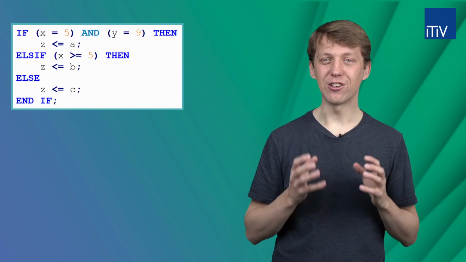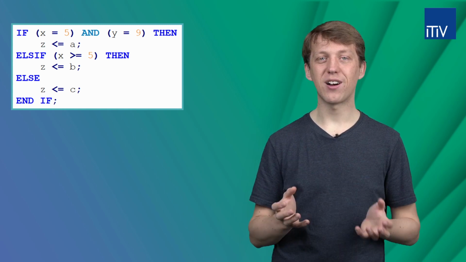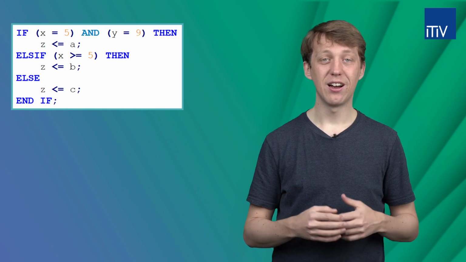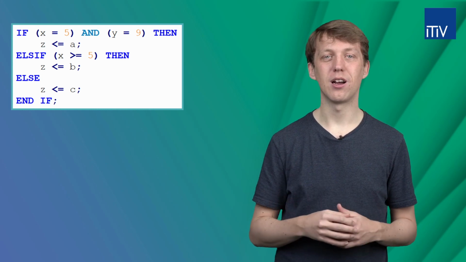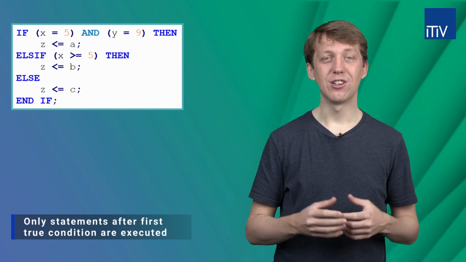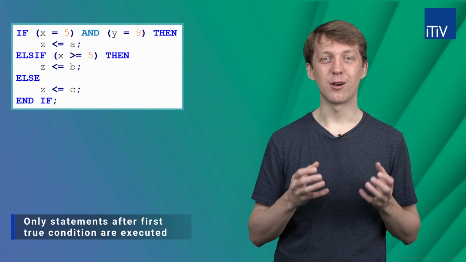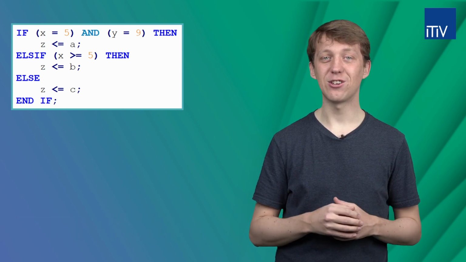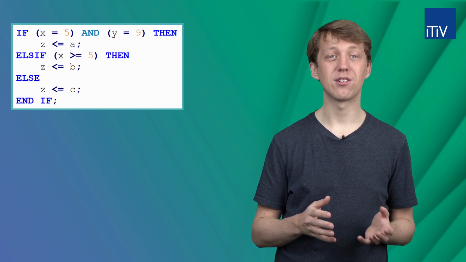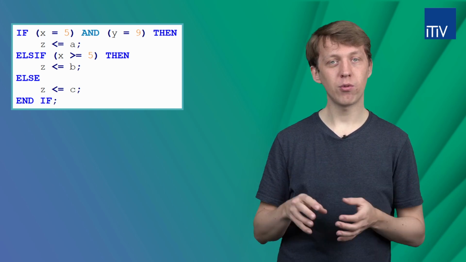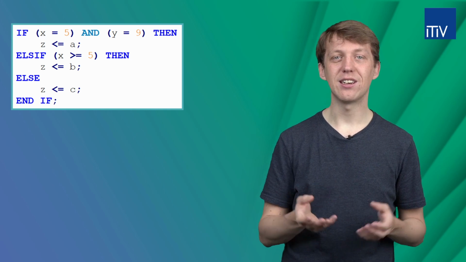Next, the condition x greater or equal 5 is tested. However, only statements after the first true condition are executed. So if the condition in line 1 is fulfilled, this condition is not tested anymore. If both conditions, the condition in line 1 and 3, are false, c is assigned to z.